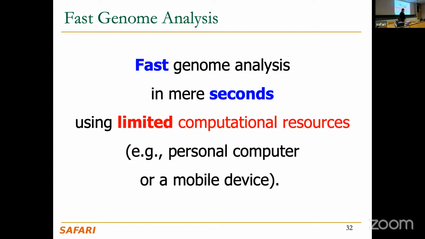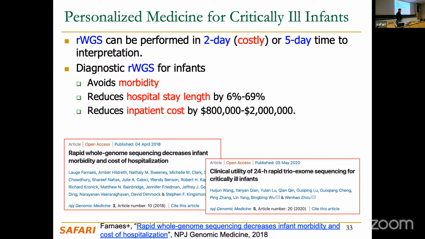And one example of such a fast analysis is that the UK is currently offering personalized medicine for critically ill infants. They are performing rapid whole genome sequencing analysis. Whole genome sequencing means we're sequencing your entire genome, and rapid literally means that we want to do it fast so that we can generate the results pretty quickly.